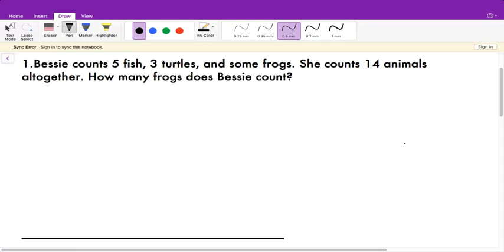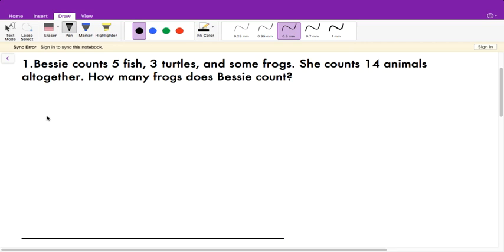Okay, so we know that question is asking about frogs, and they've given us the total number of animals that they've counted, and it says all together. So I can see the group is animals, the whole group, and then there are different parts to that group: fish, turtles, and frogs. So that tells me that this is a part whole problem.